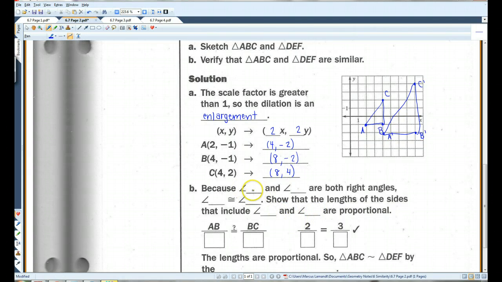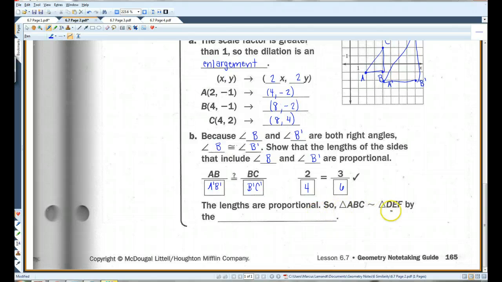Because angle B and angle B prime are both right angles, angle B is congruent to angle B prime. Show that the lengths of the sides that include angle B and angle B prime are proportional. AB corresponds with A prime B prime. BC corresponds with B prime C prime. This is 2, this is 3, this is 4, and this is 6. If you simplify them, they are both 1/2. So the lengths are proportional, so these triangles are similar by the SAS similarity theorem. Alright, let's go on to page 3.